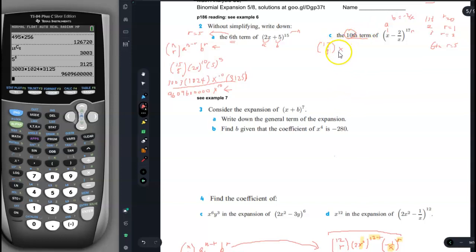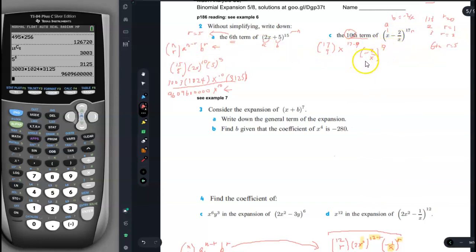The a value is x to the n minus r. Remember, n is 17. r is not 10, it's 9. And the b value is negative 2 over x to the what power? To the r power. So the r is the 9, value 9 again.